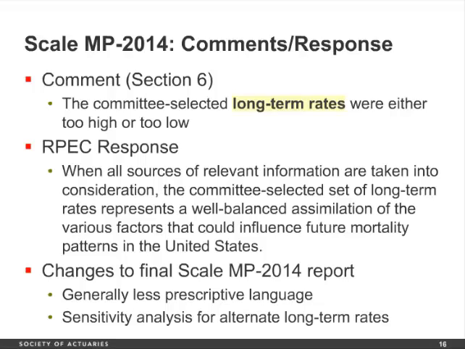So finally, what were the changes? We have generally less prescriptive language, so we think we have now allowed users to come up with their own long-term rates. The other thing that we included in the final Scale MP-2014 report is sensitivity analysis for other alternate long-term rates. In particular, one set of rates looked at, in essence, 75% of the committee-selected long-term rate.